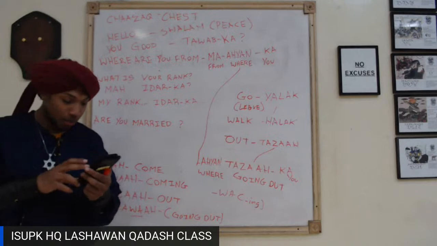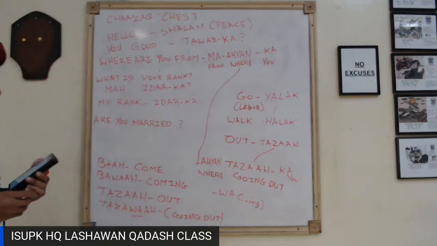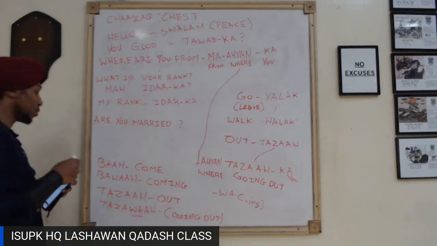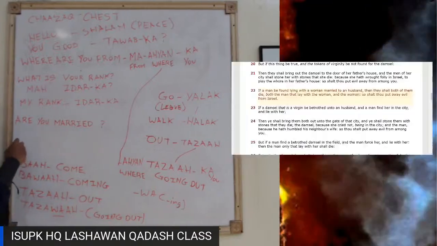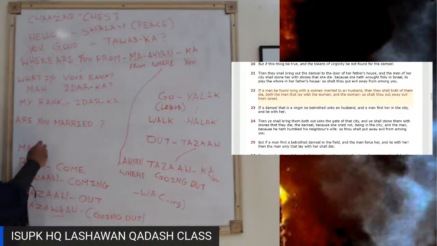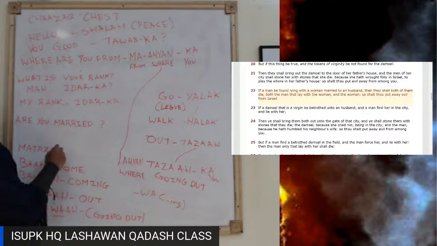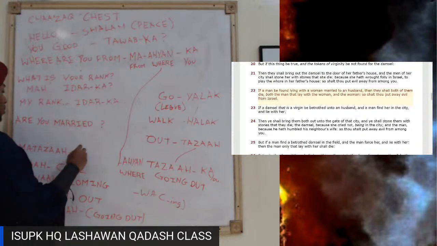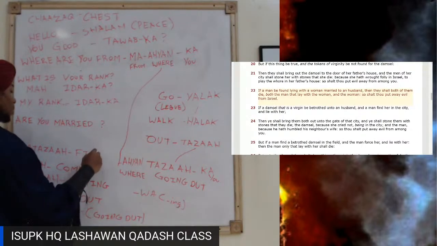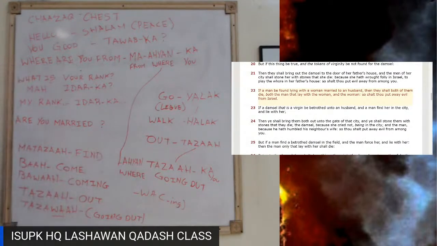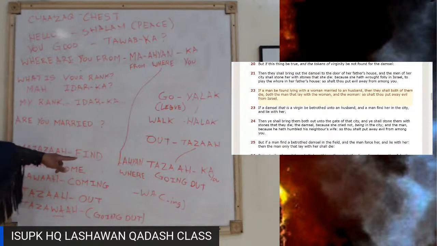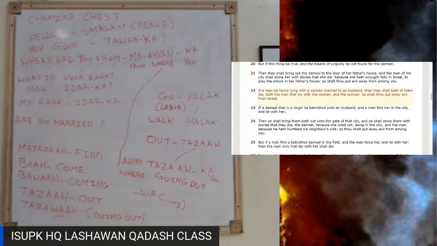Deuteronomy chapter 22, verse 22: And if a man be found lying with a woman married to an husband, then they shall both of them die, both the man that lay with the woman and the woman, so shalt thou put away evil from Israel. Okay. We got another one of those R words. Mataza'ah is to be found. Mataza'ah is find.